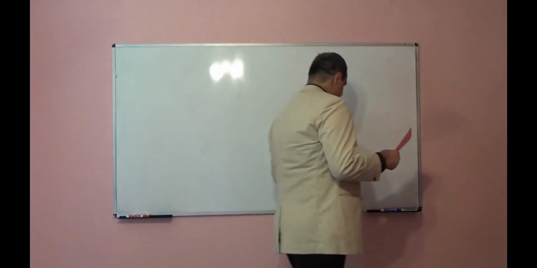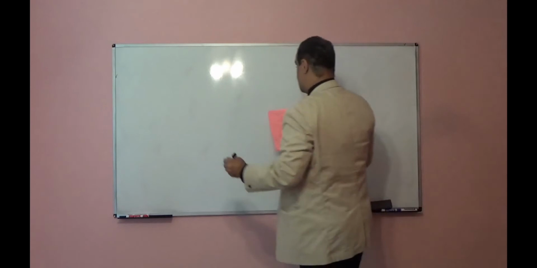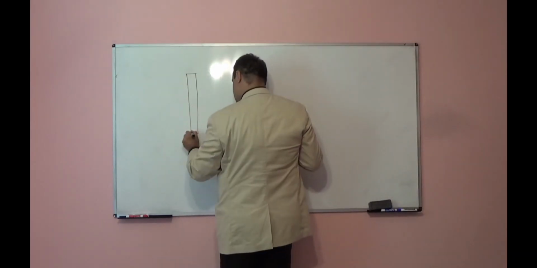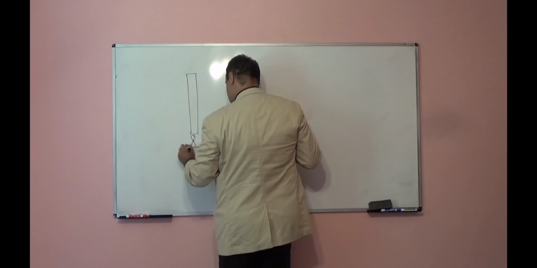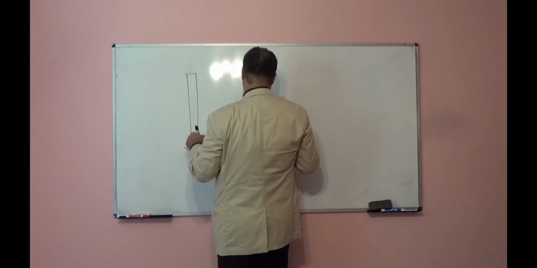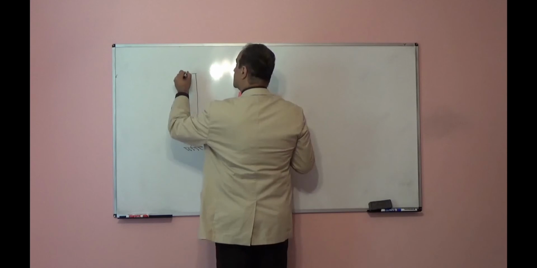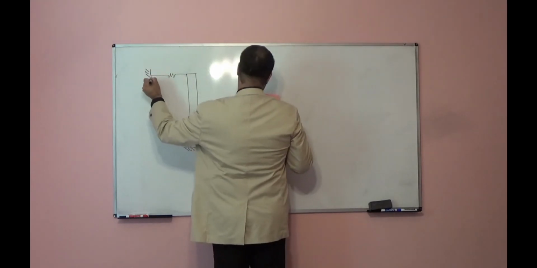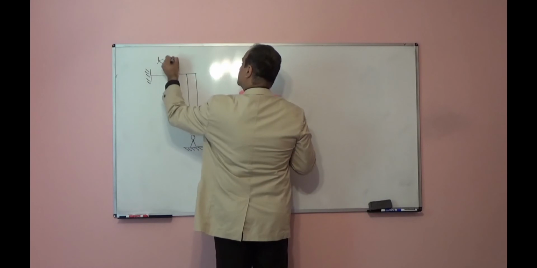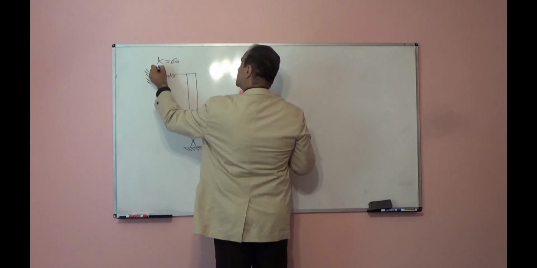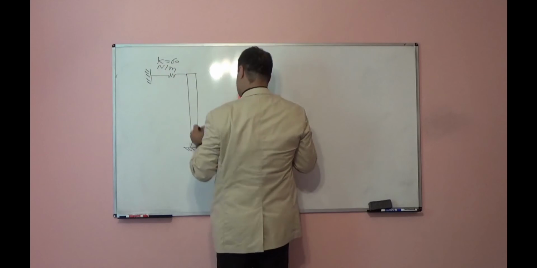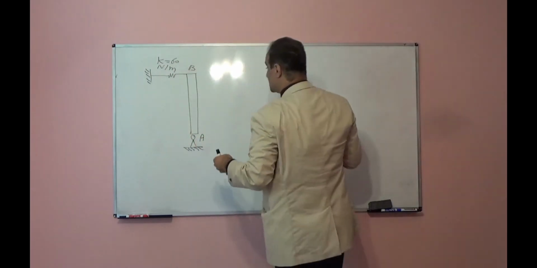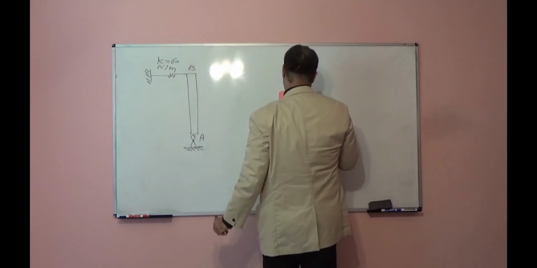Next problem, we have one rod using one pin support. I attach this rod to the ground. Here we have one spring. The stiffness of the spring is equal to 60 Newton per meter, point A, point B. Initially this is in vertical direction.